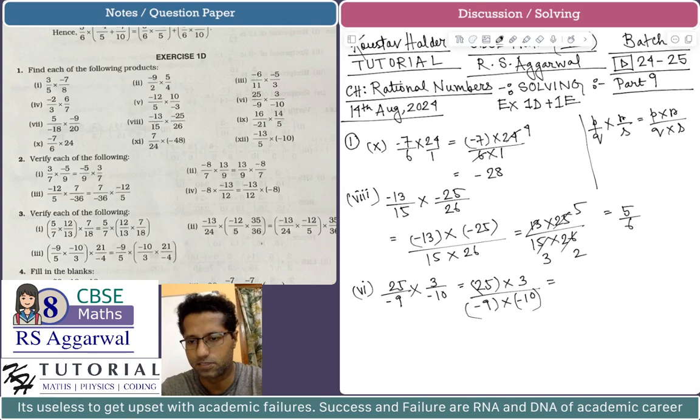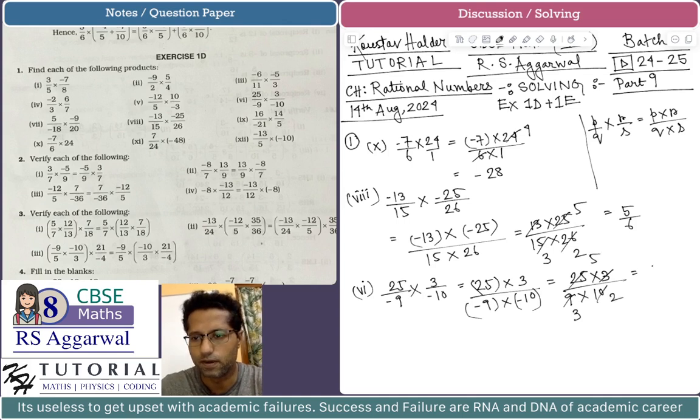So minus 9 and minus 10 in the denominator, the minus will cancel out. So we will have, sorry, you cannot do this like this. Anyway, so this is 25 multiplied by 3 divided by 9 by 10, as the minus cancels out. Now you divide 9 with 3 as 3, and 5, 5, 5, 2. This is also 5 by 6. So you got the idea how to find the product of two rational numbers.